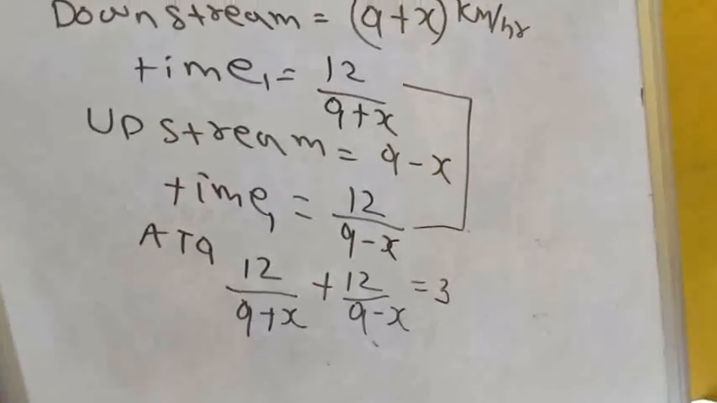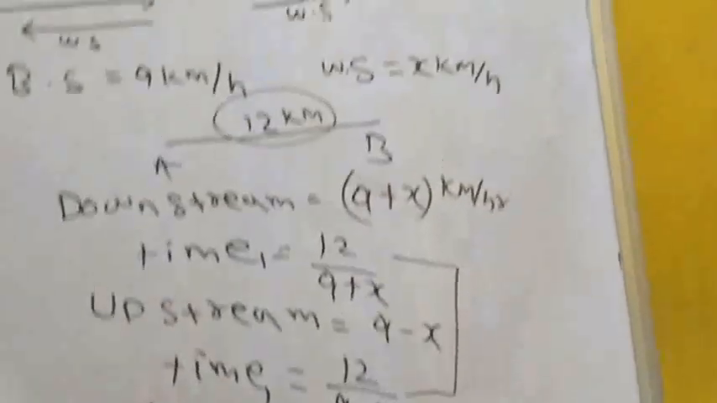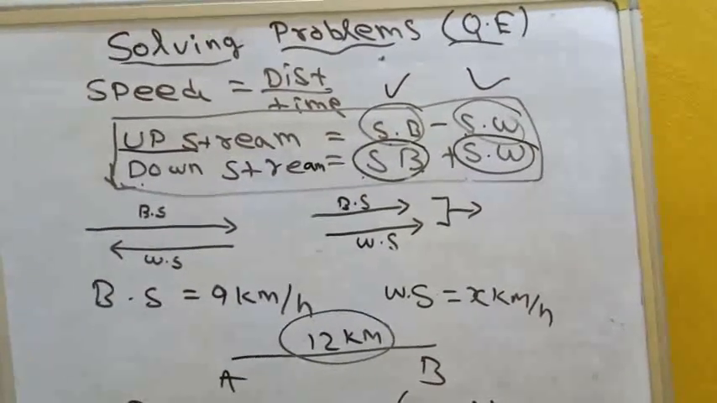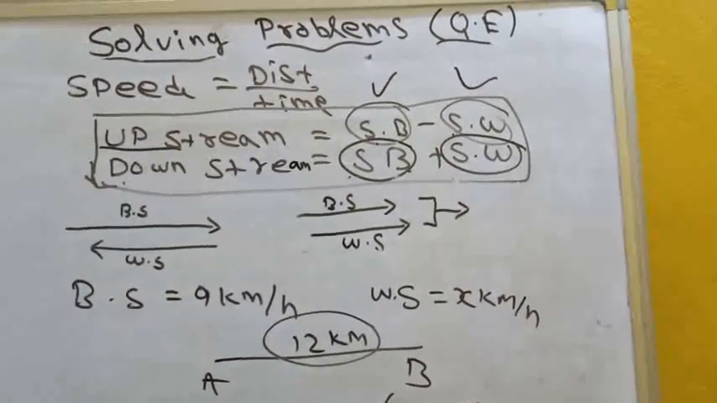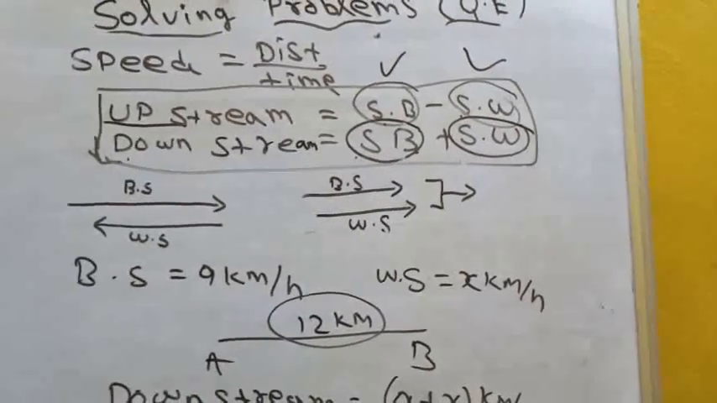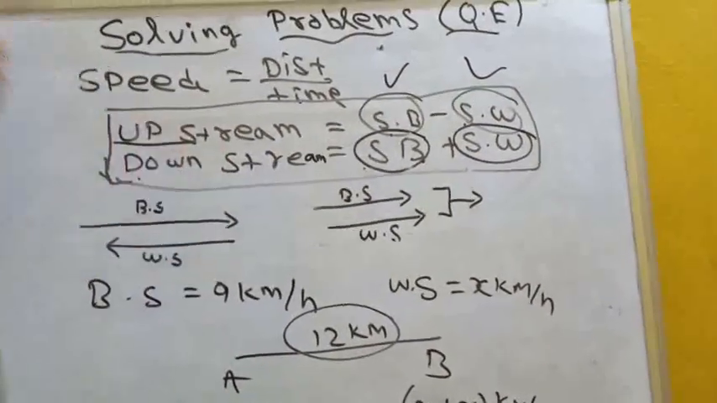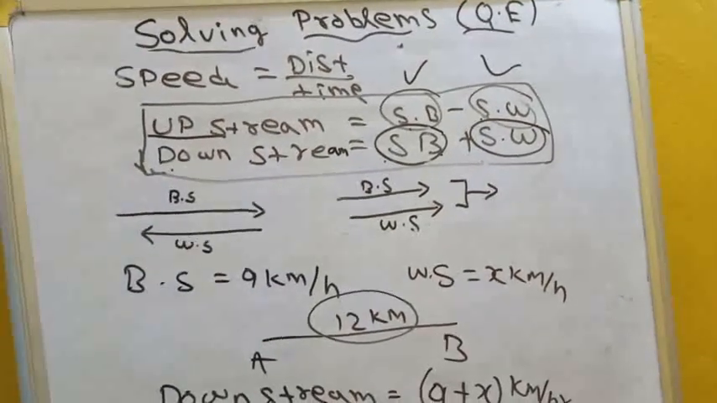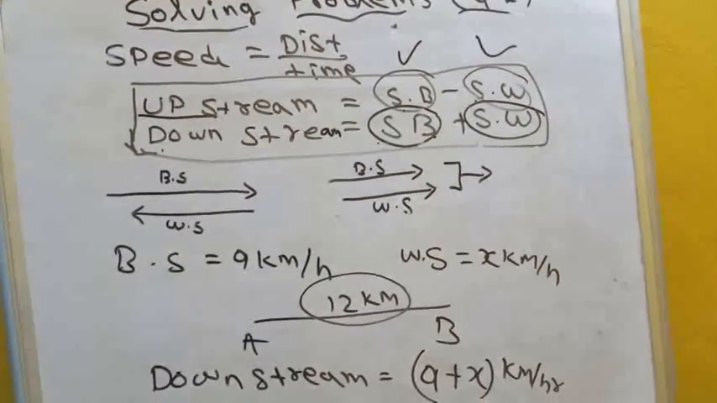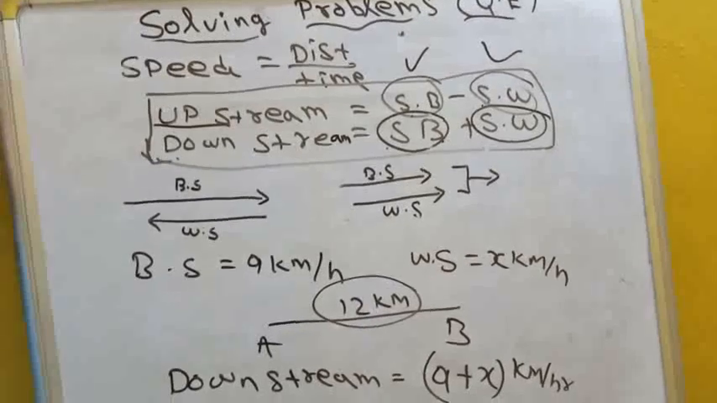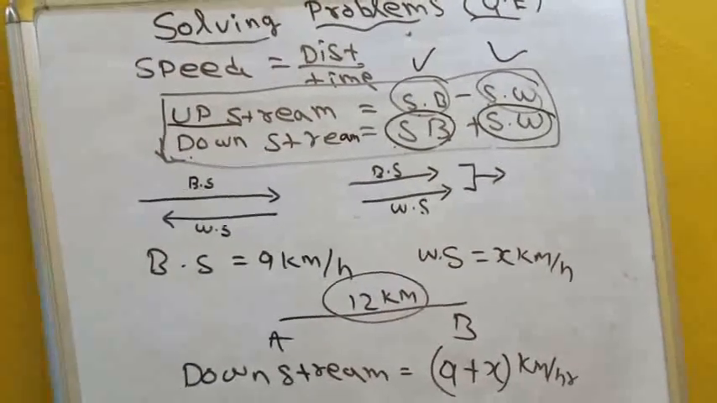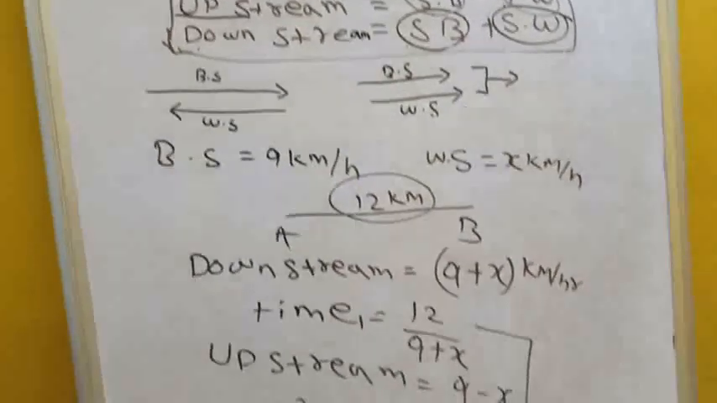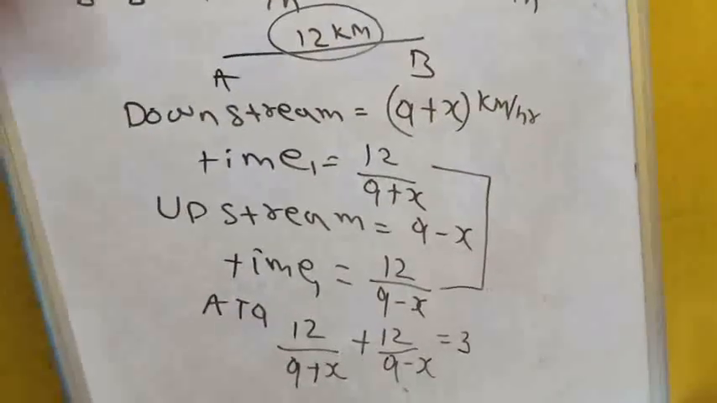Yes or no? Remember one thing, the speed of the boat is much greater than that of the water. So first you write the speed of the boat, after that the speed of the water. If he told downstream, you add them. If he told about upstream, you subtract. But remember, boat speed minus water speed. So according to this, you have to solve the problem.